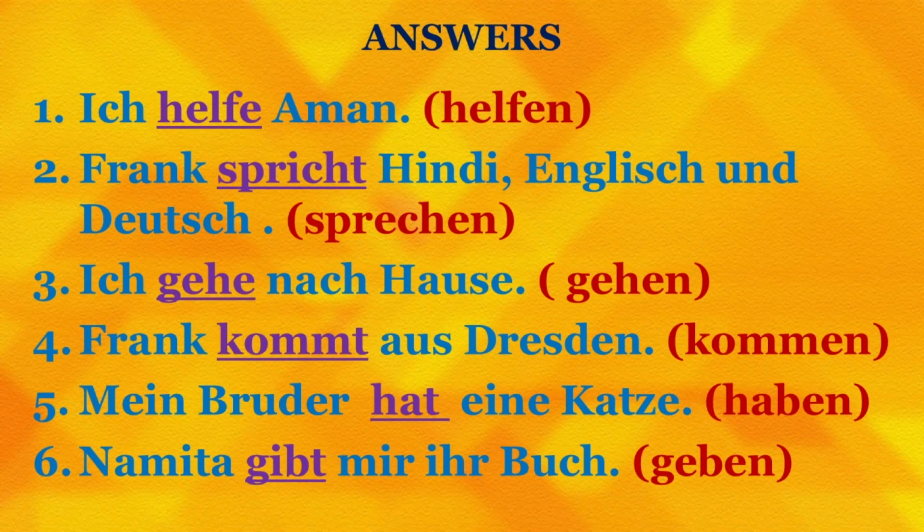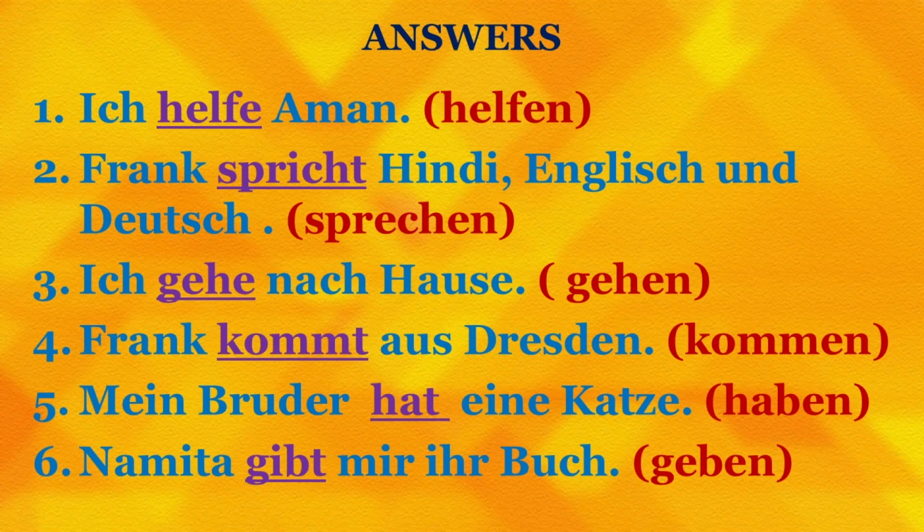Dear learners, I am sure you must have finished the exercise now. So, let us quickly discuss the answers. Let us see the first sentence here. Ich dash Ammen. The verb given here was helfen, that means to help. So, we simply need to conjugate the verb helfen according to the subject in this sentence.